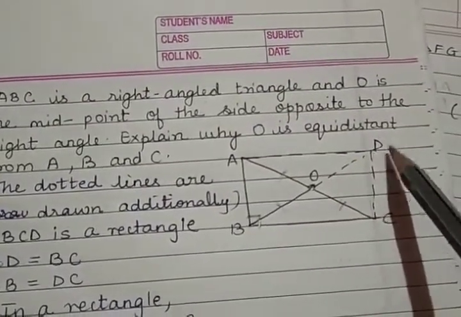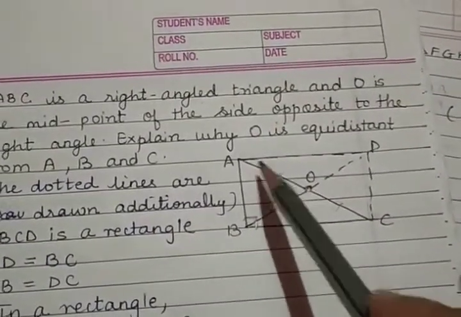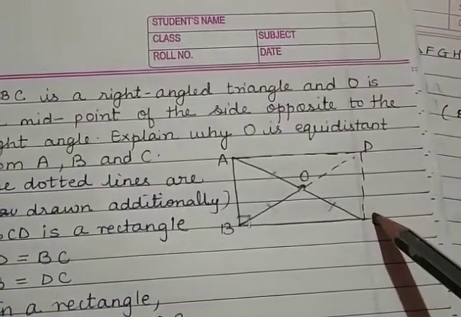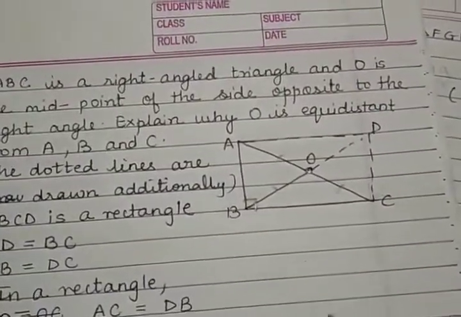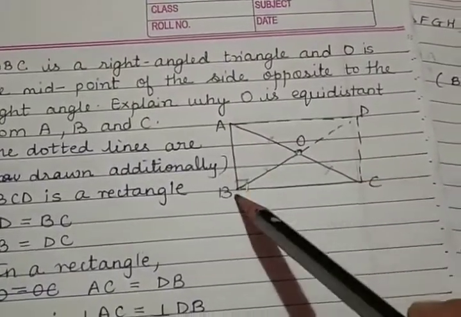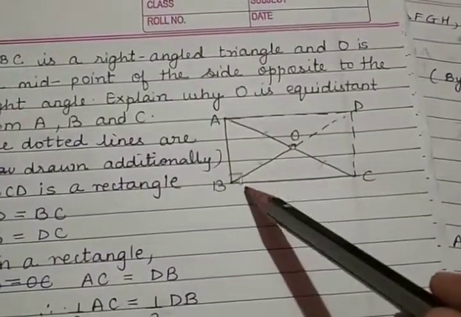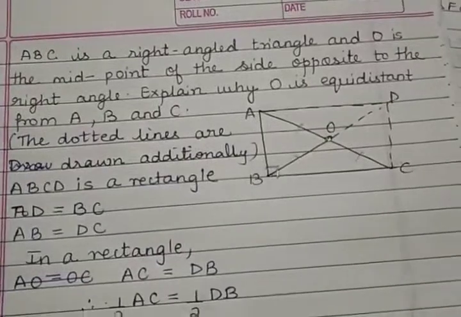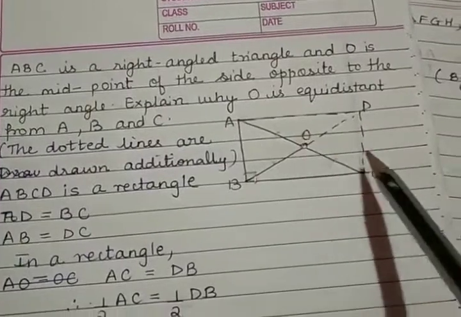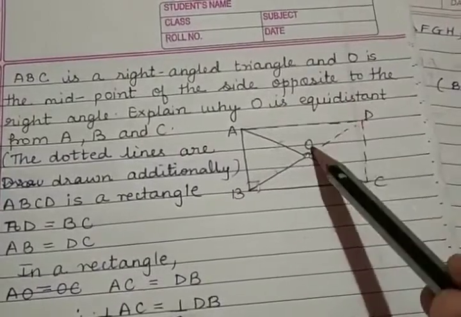Now in a rectangle, you know that it is a parallelogram, so the opposite sides should be equal, correct? So AD will be equal to BC and AB will be equal to DC. Also in a rectangle, you know that the diagonals are equal, correct? So AC will be equal to DB. If AC is equal to DB, then half of AC will be equal to half of DB. What is half of AC? Half of AC is OA as well as OC. So OA will be equal to OC. Similarly, OD will be equal to OB.